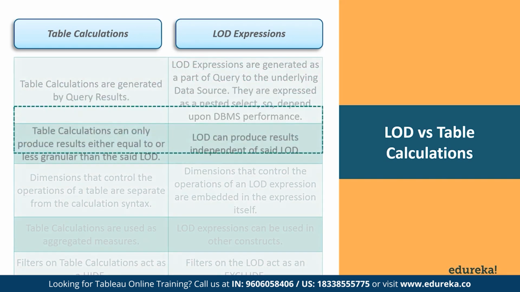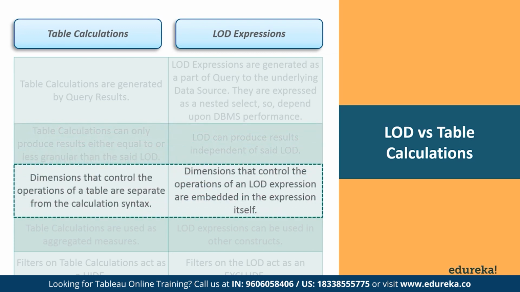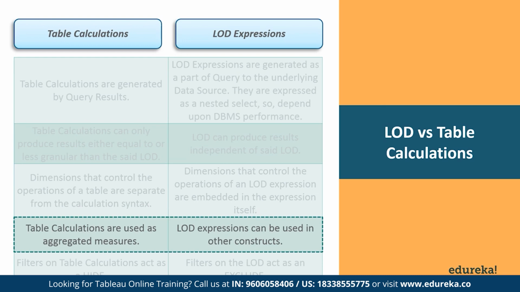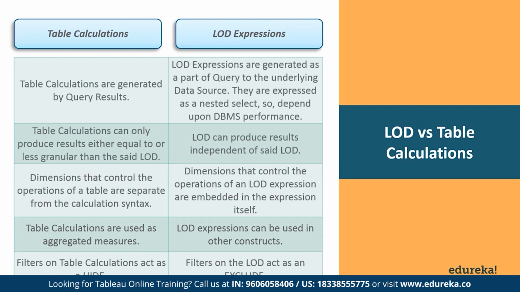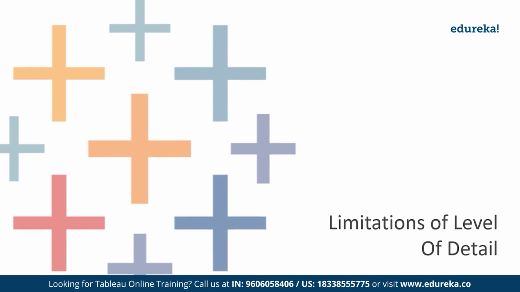The table calculations can produce results either equal to or less granular than LOD. Dimensions that control the operations of a table are separate from calculation syntax in table calculations, whereas in LOD expressions, dimensions that control the operations of an LOD expression are embedded in the expression itself. Another big difference is table calculations can be used as aggregated measures, and LOD expressions can be used for various other constructs. The filters on the table calculation act as a hide, whereas filters on the LOD act as an exclude.